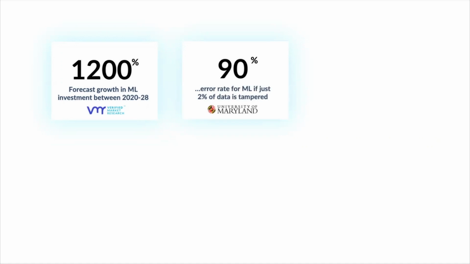Firstly, investment in machine learning and AI is forecast to grow 1,200% in the years between 2020 and 2028. There's going to be a lot more machine learning and AI around, meaning there is more of an attack surface for cybercriminals to attack. Secondly, research shows that if you tamper with just 2% of the training data that is going to a machine learning model, this can lead to a 90% error rate. And finally, Gartner has forecast that 30% of attacks on machine learning models will leverage data poisoning.